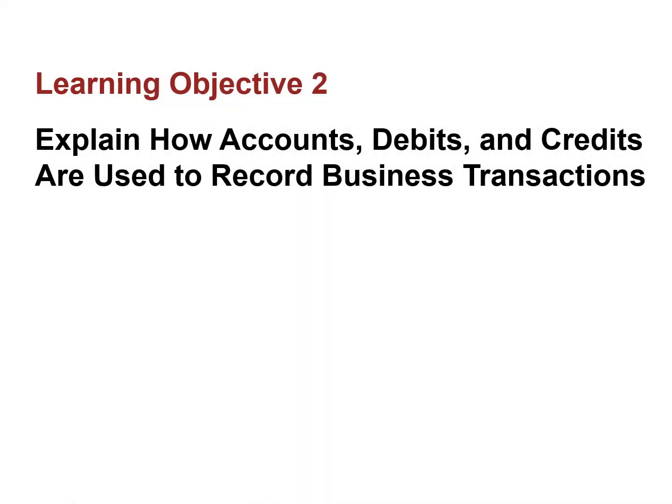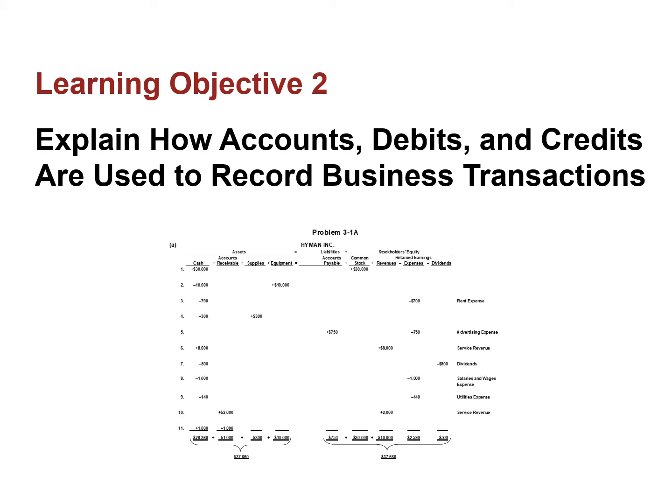Before we discuss this learning objective, I'd like you to look at the solution for problem 3-1b, where we recorded Hyman Company transactions using a tabular summary. Here's the solution. This analysis might work well for a small company that had only several transactions. But as a business expands, this method would not be sufficient for recording transactions. We need a formal structure or way to enter the transactions into the accounting system.